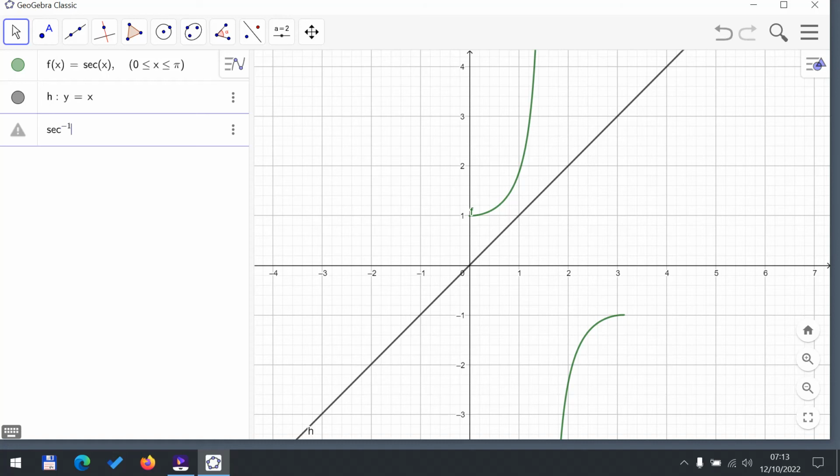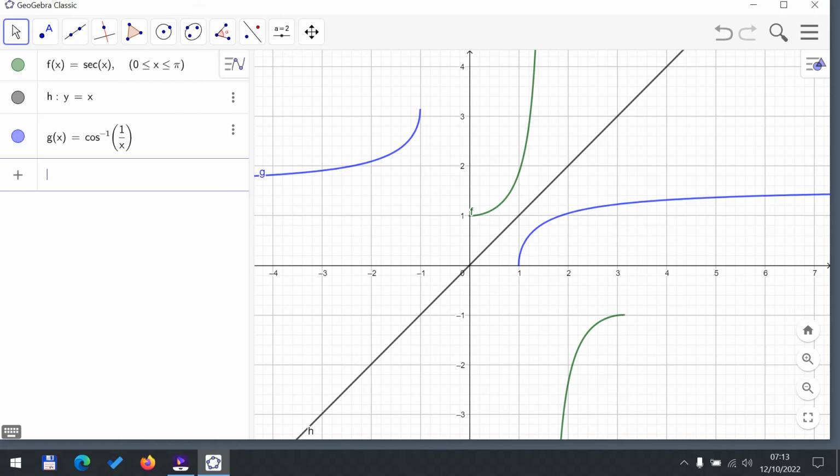Yeah, secant inverse x. You see the exact same pattern. The green one is the secant, limited to that interval between 0 to pi. You have this line y equals x, and the blue curve is the inverse.